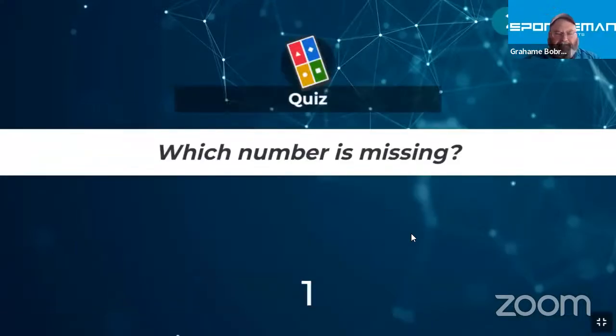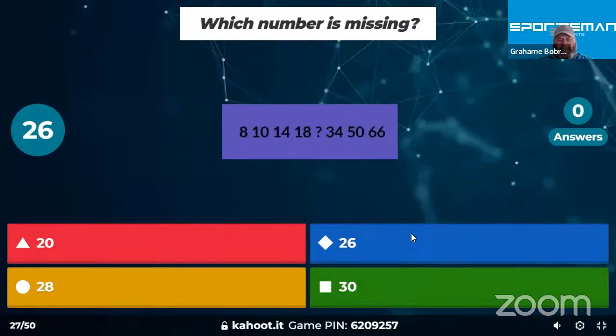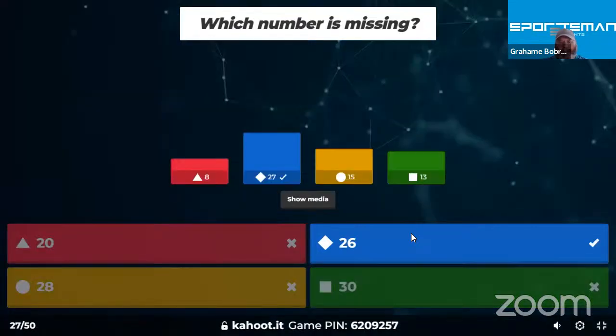Which number is missing? 26 is correct, and the majority of you getting that right. Not sure if that's a guess or a correct answer worked out, but put it this way, those 27 of you are in the upper echelons of IQ in terms of the way that the testing would go. So well done to you.